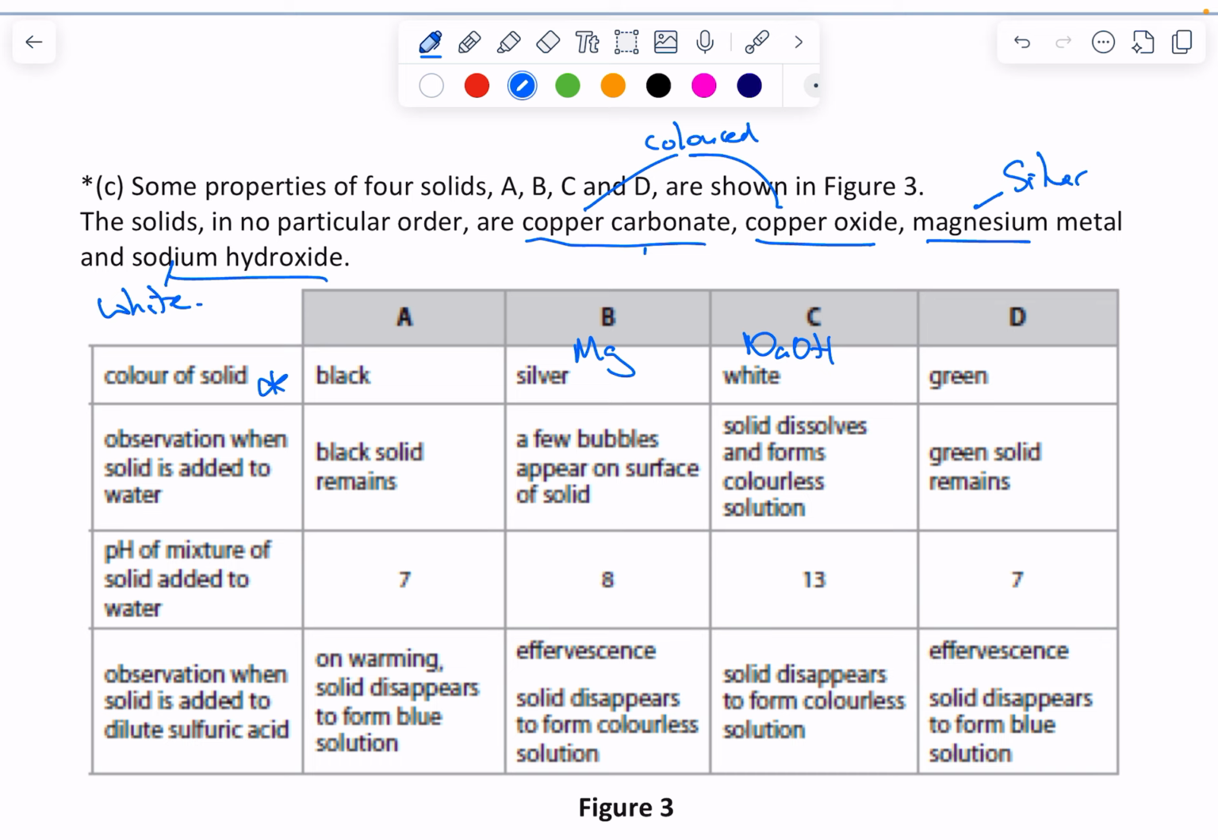Okay. Now, you've actually used copper carbonate in class in year 10, and copper carbonate is actually a green color. And I'm going to put that here for a moment. But let's imagine you've forgotten that. What else in this table tells me that it's copper carbonate?